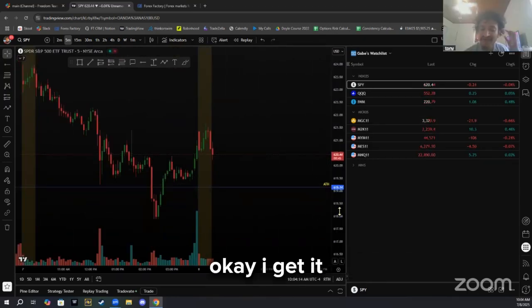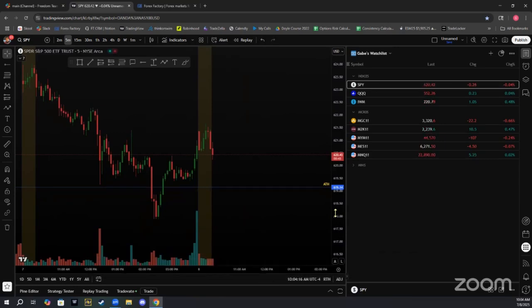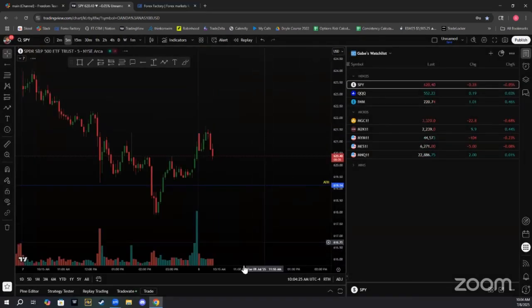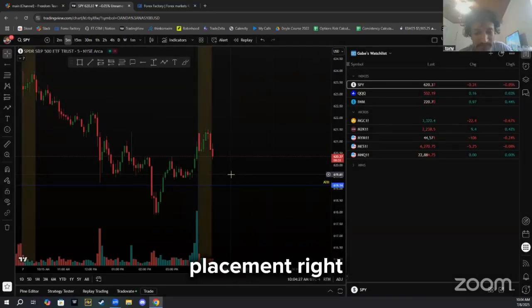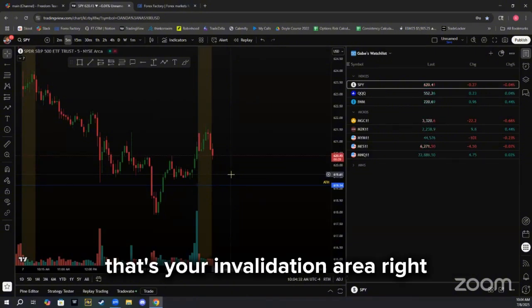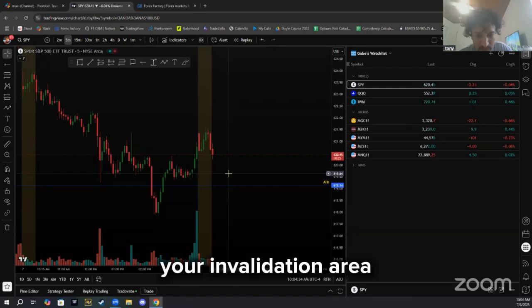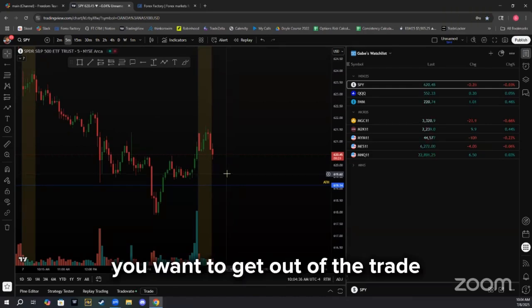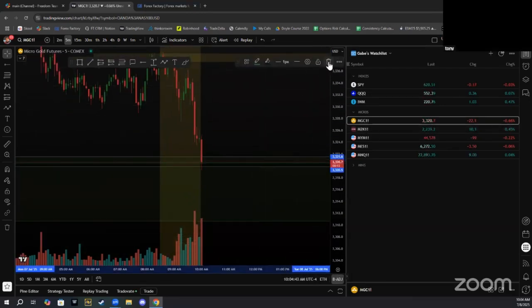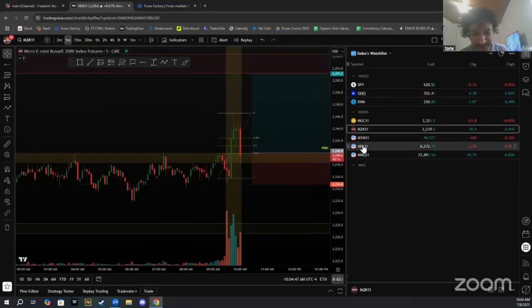Okay, I get it. I don't know how you can avoid that. There's not really any way to avoid it. It's just going to happen. The best thing I would say is stop loss placement, because stop loss is so important, that's your invalidation area. So if price breaks the invalidation area, you should want to get out of the trade. So that's really what I was referring to. Okay, thank you.